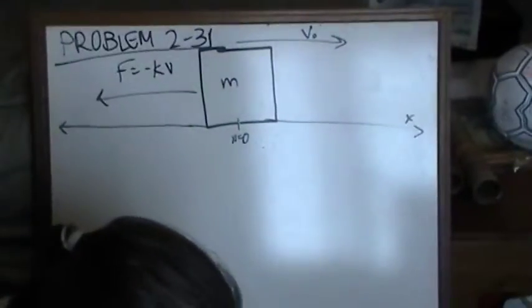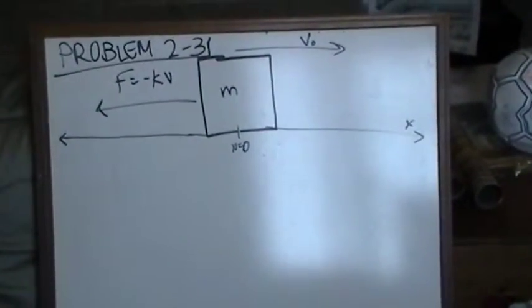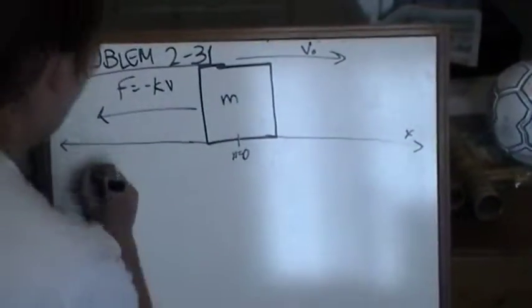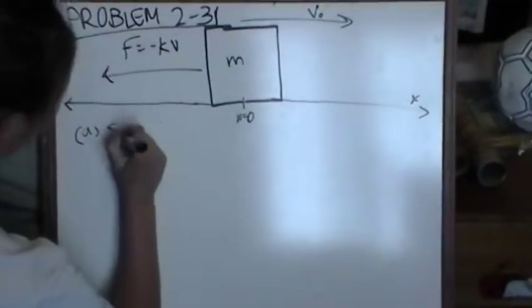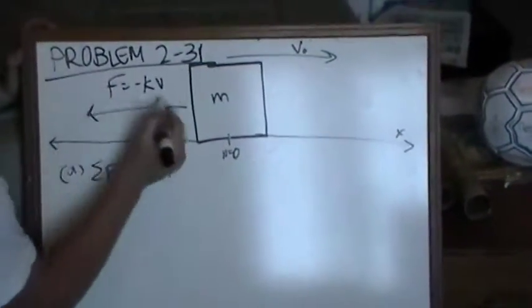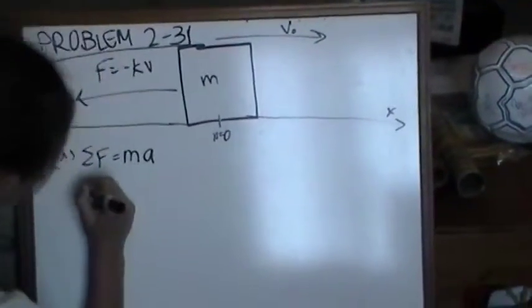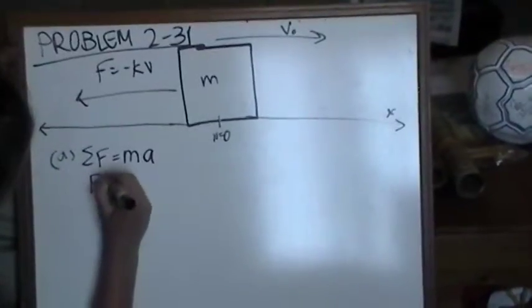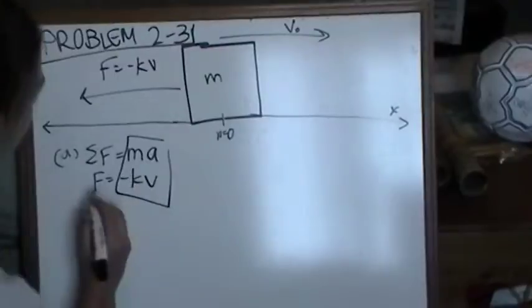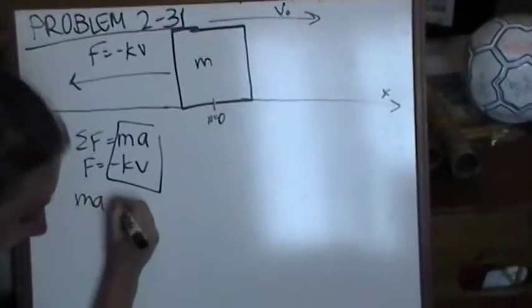Part A. What is the initial acceleration, magnitude, and direction produced by the resistant force? Okay, so we're going to use F equals ma. Since we are already given the force, which is equal to negative kV, we're going to use that and set these two equal to each other. So ma equals negative kV.